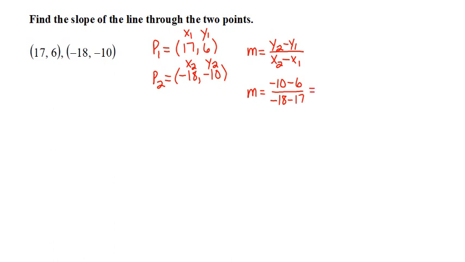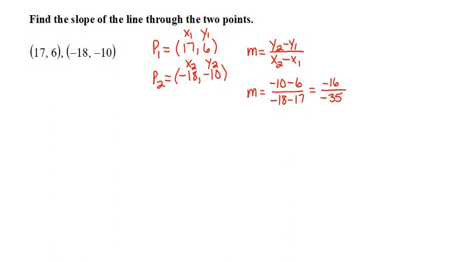From here, I'm going to take a negative 10 and combine that with a negative 6, and that gives me a negative 16. Then I'm going to take a negative 18 and combine that with a negative 17, which gives me a negative 35. As one final step, I need to make sure there's nothing I can divide 16 and 35 by. I don't know of any numbers that we can do that.